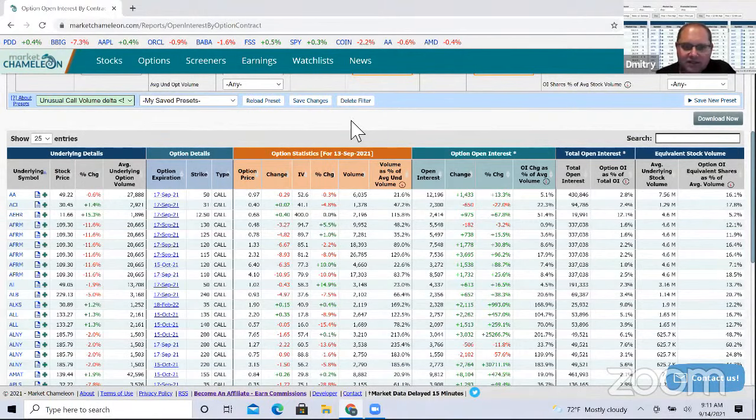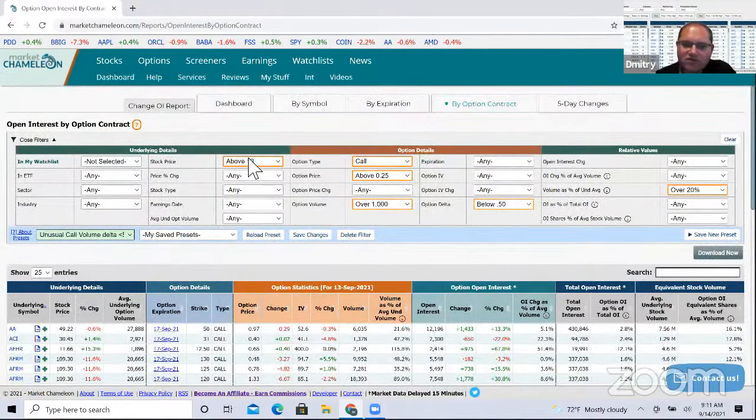Okay. And the idea is, here are the filters up top. I'm looking for stocks that are above $10. The idea there is, if you've got very low price stocks, the options almost don't matter because the price of the stock is very low. So I just put in stock price $10. You could change that, but it's a starting point, right?